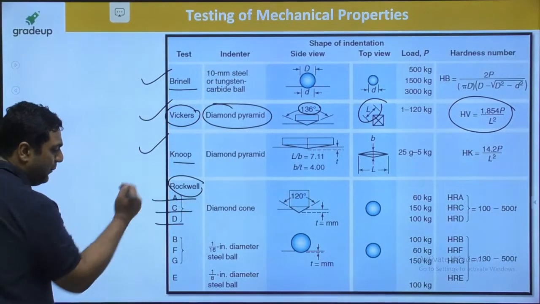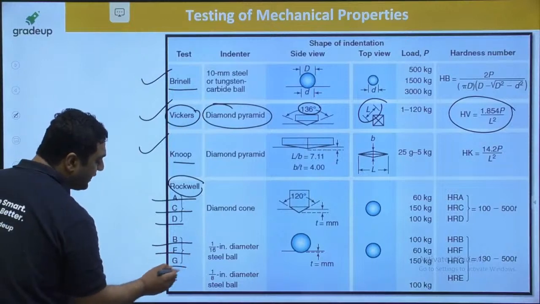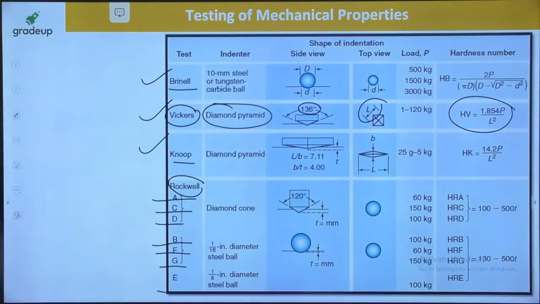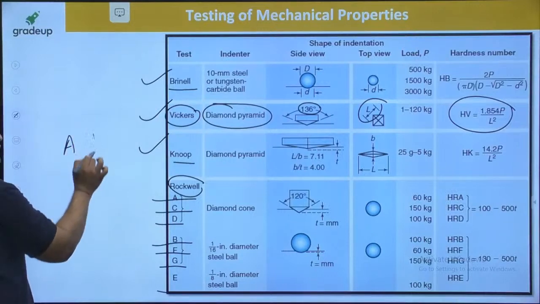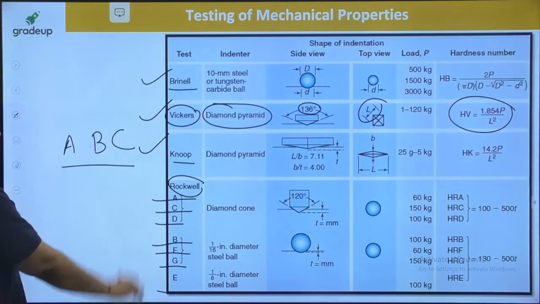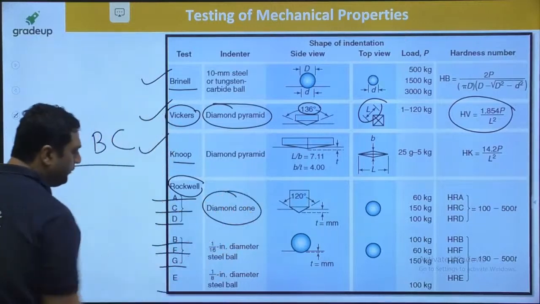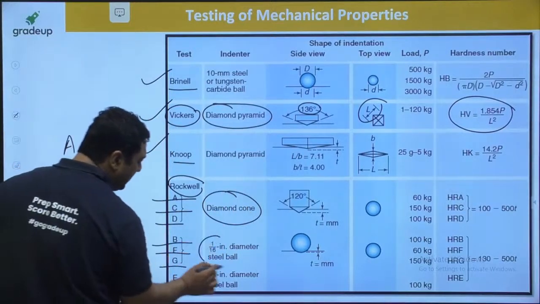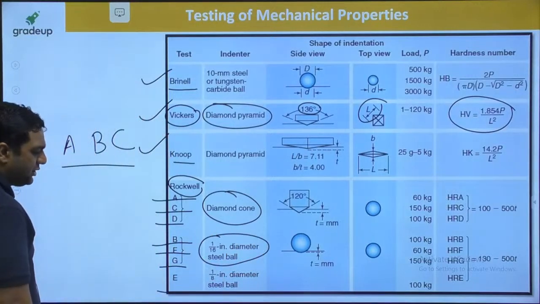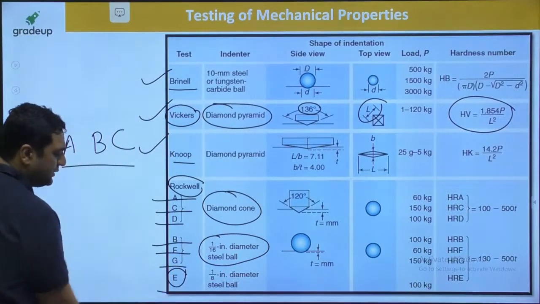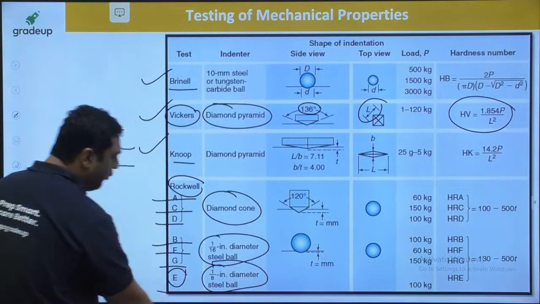So my dear, the Rockwell hardness test has 3 kinds of scale. Basically the scales are A, B, C, but overall there are 7 scales: A, B, C, D, E, F, G. We generally study only 3 scales, A, B and C, in our colleges. A, C and D use a diamond cone. B, F and G use a 1/16 inch diameter steel ball. And E uses a 1/8 inch diameter steel ball.